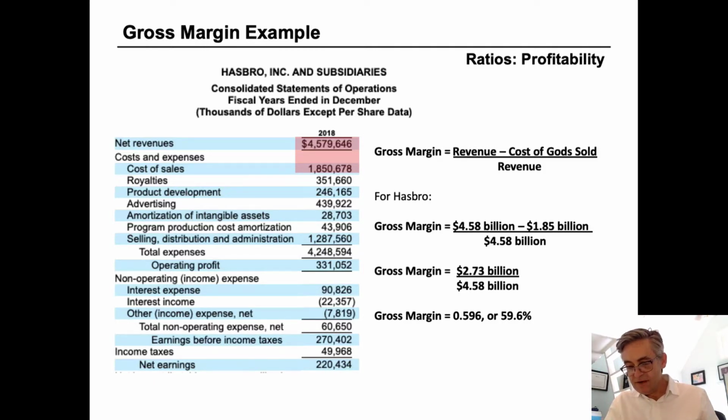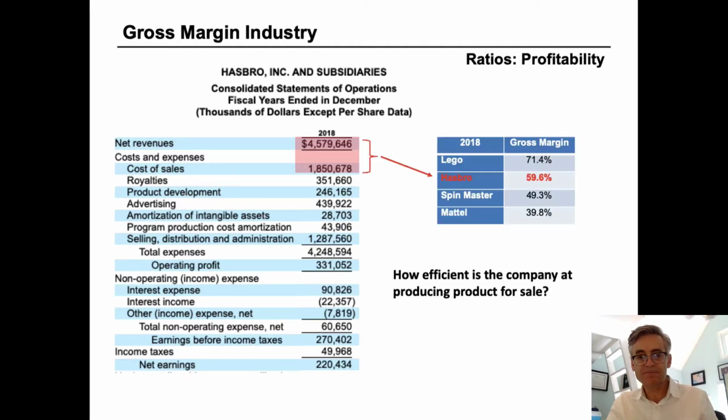So is 59.6 good or bad? As analysts, how do we evaluate this? Now that we know that Hasbro's gross margin is 59%, what can we say about the company? Well, one way that we can think about this is that we can evaluate the question, are they efficient at producing product for sale? And we can answer that by comparing Hasbro to similar companies who make similar products and sell them to the same customers.